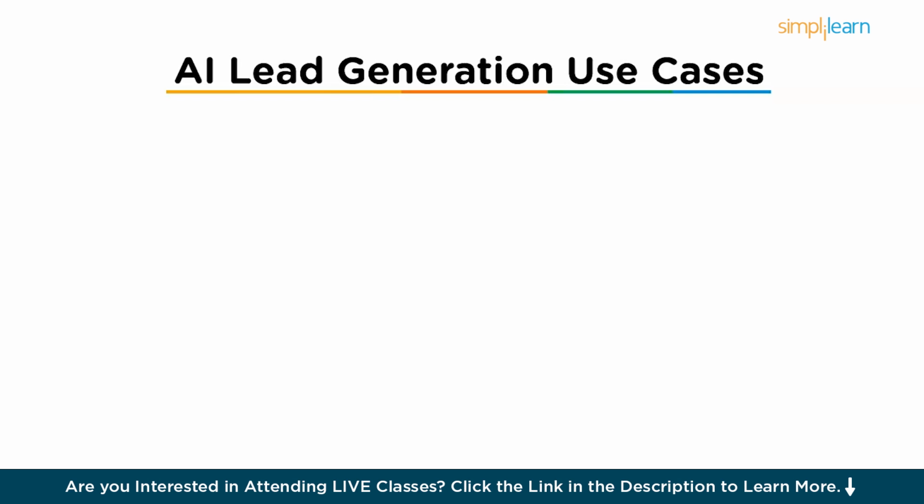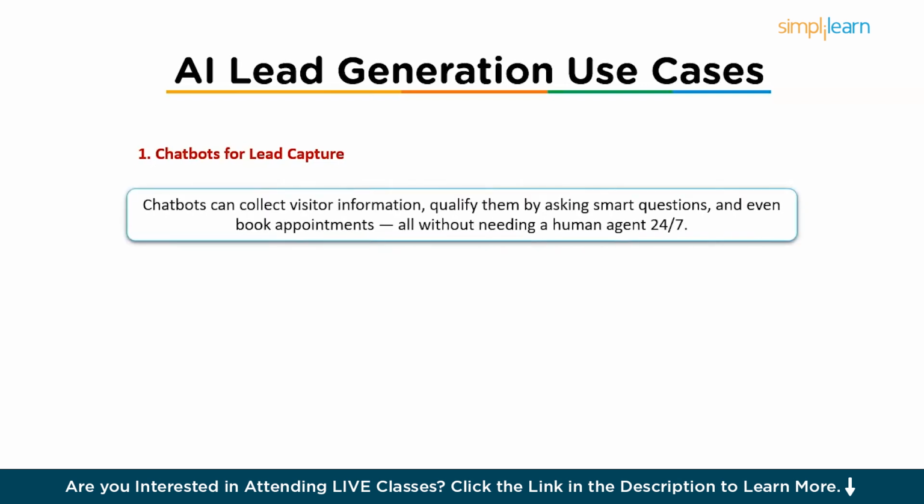Alright, so how exactly are companies using AI for lead generation today? Let's walk through some real world use cases. The first one is chatbots for lead capture. You have probably interacted with a website chatbot that pops up and asks, "Can I help you find something?" That's AI at work. Chatbots can collect visitor information, qualify them by asking smart questions, and even book appointments, all without needing a human agent 24/7.